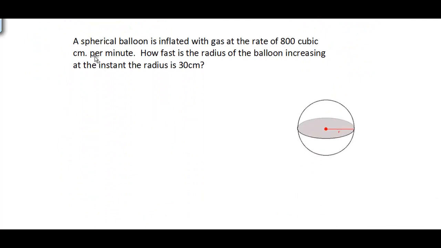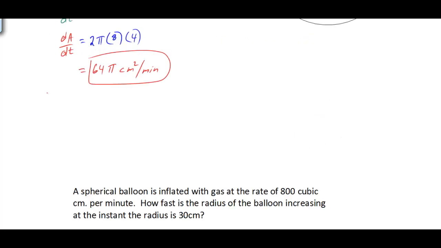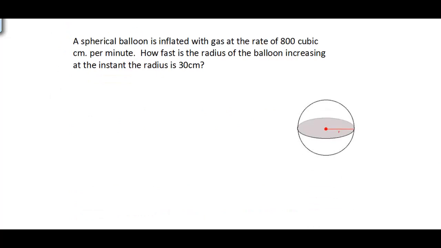All right, our next example is a spherical balloon that is inflated with gas at a rate of 800 cubic centimeters per minute, and we want to know how fast the radius of the balloon is increasing at the instant the radius is 30 centimeters. We have basically the same example, but instead of a circle, we're looking at a sphere. So once again, let's start off with what is given and what we are to find.